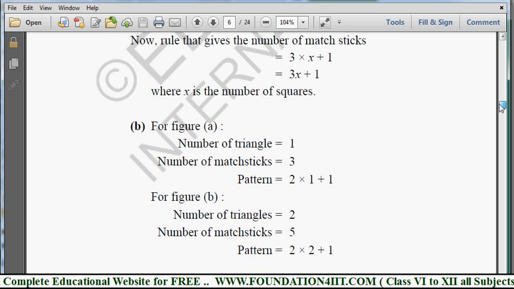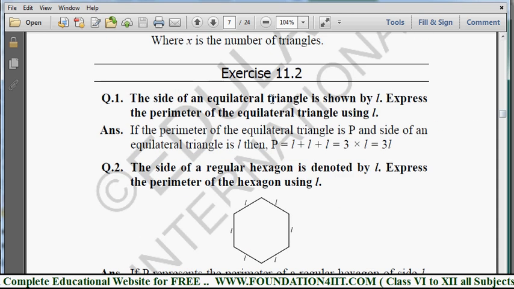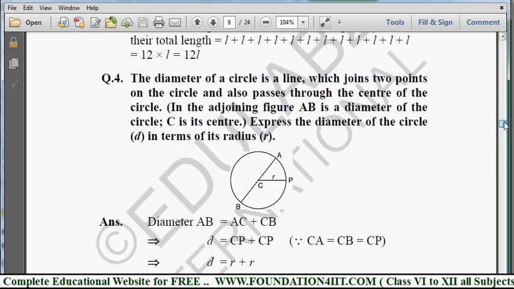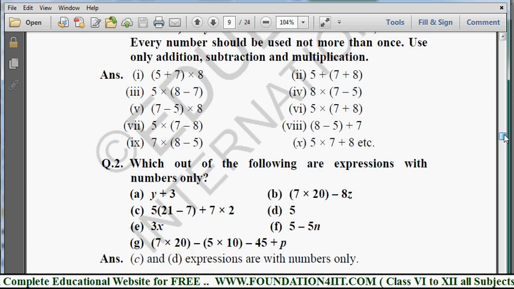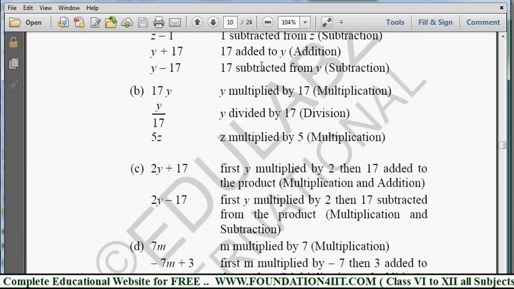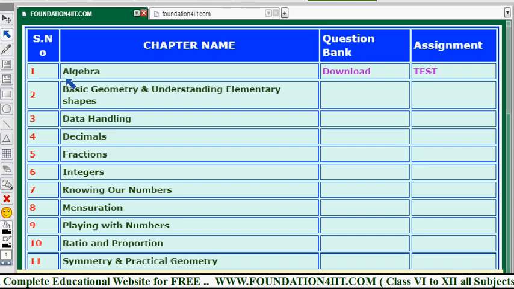Similarly, you can see the questions of the next exercise, 11.2. This algebra is the 11th chapter, and here are questions 1 and 2. With clear explanations, all the question solutions are available here. Not only this, if you observe the assignments, once they have gone through everything in the exercise, we can test the child with the assignments.